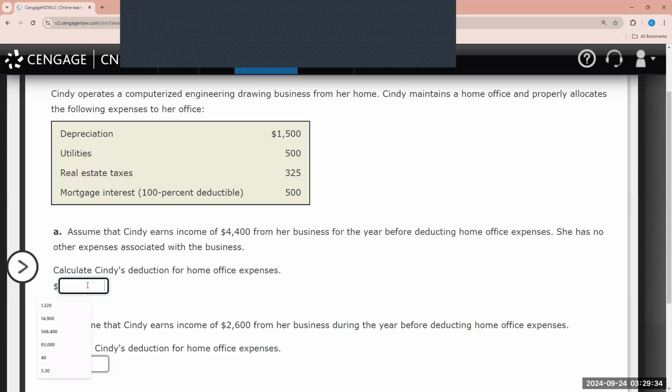We claim the full $2,825. And we know that one of the key things with the home office is that it cannot reduce the net income for the business below zero. So therefore, in this case, because the net income is $2,600, Sydney can only claim $2,600. The additional $225 that she was not able to claim this year, does she lose it? Absolutely not. The $225 of home office expenses that Sydney was not able to use this year carries forward to future years where there is home office income.